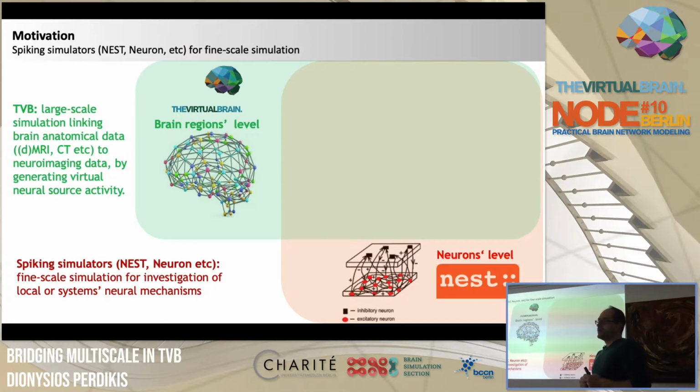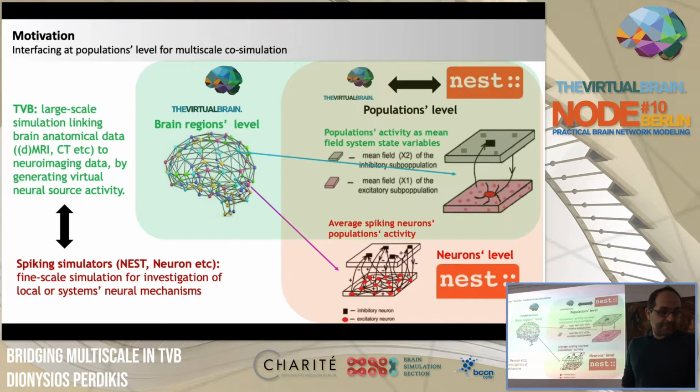Or when they want to study oscillations, they will usually create some oscillatory, like a sinusoidal signal, to drive the spiking network. However, we believe that there are many cases, as you will see in the following, where it's meaningful to embed these networks in the large scale of a simulator like The Virtual Brain. How would this be possible?